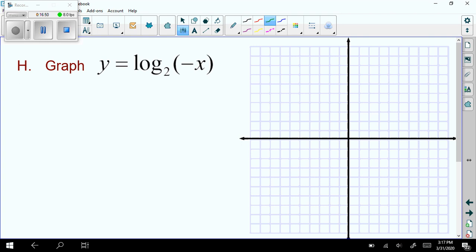The negative inside, remember, that's just going to flip it left-right. So instead of graphing the normal way, it's going to graph flipped to the left. Origin doesn't change. Instead of going to the right, we're now going to the left. Again, the base is 2. So our first is 1 away. And then the powers of 2 would be 2, 4, and 8.